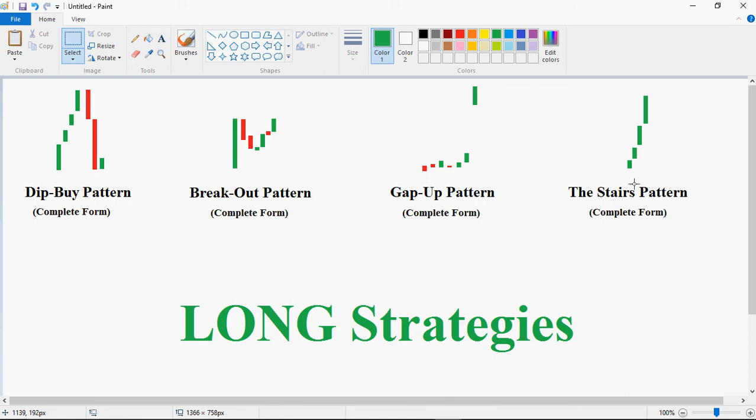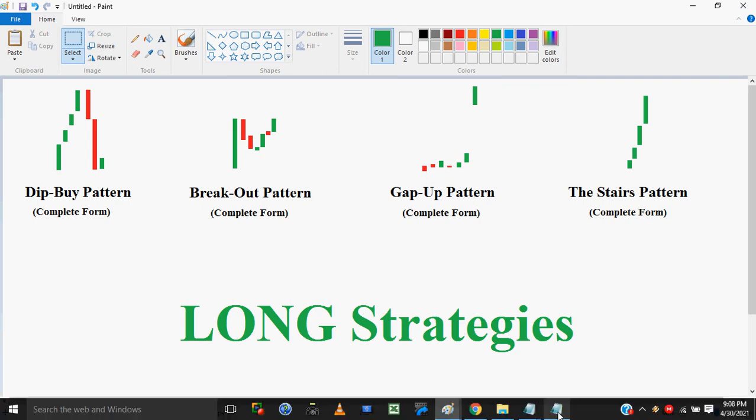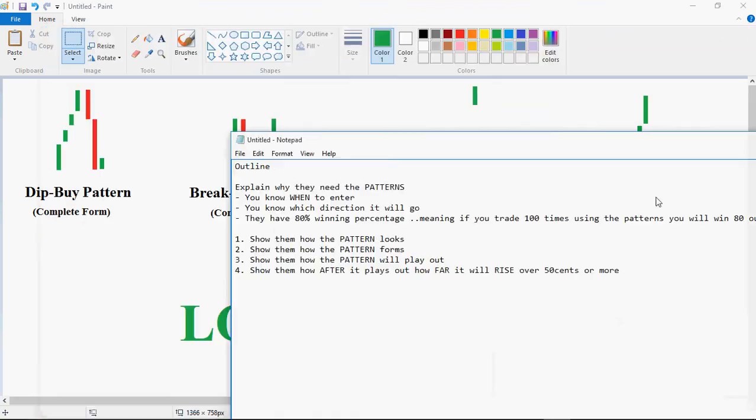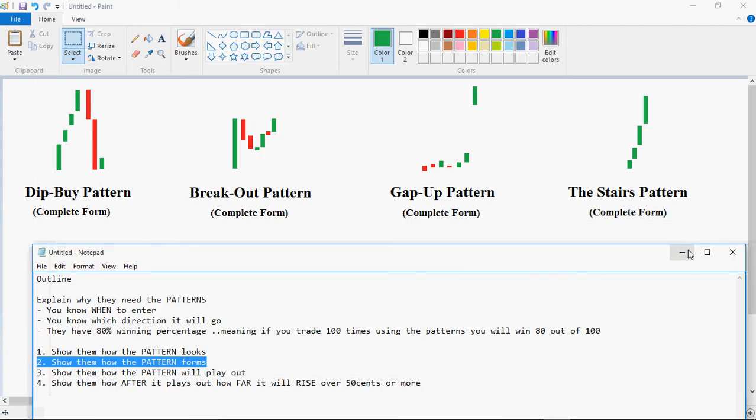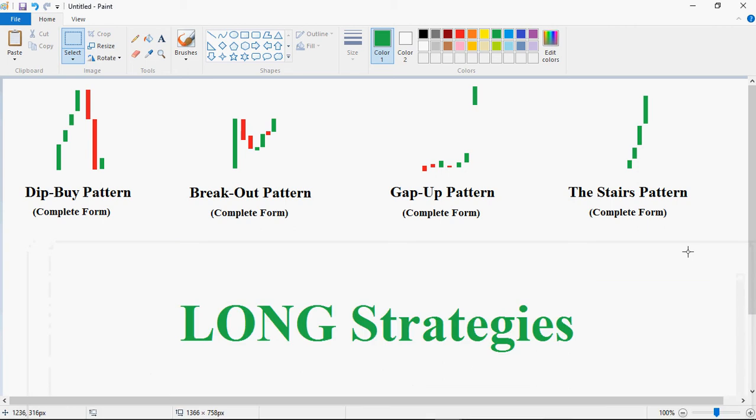Okay, now let's take a step back because I have an outline here. I have to show how the pattern looks, then how it... Okay, now let's stop here because if y'all remember the other videos I showed y'all, a lot of my wins come from using these patterns. I don't enter trades unless I see these patterns. That's the first thing. You have to. If you don't, you're just gonna lose.